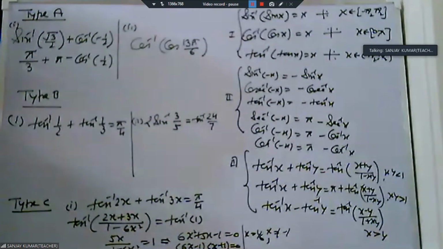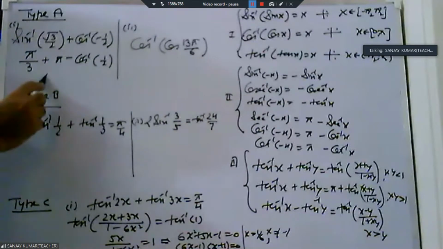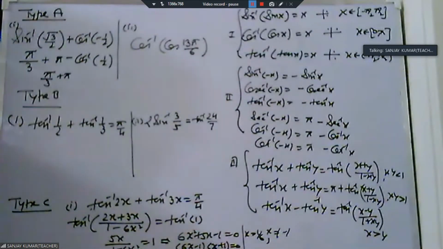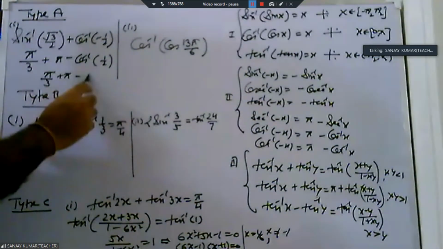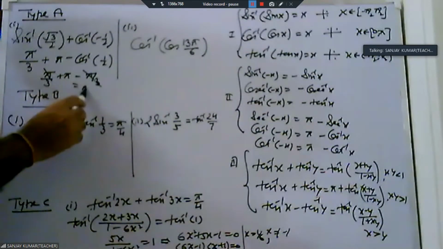We finished exercises 2.1 and 2.2 today. So this is pi by 3 plus pi minus this half. What is the value of half in cos inverse? Cos inverse half is 60 degree, that means pi by 3. So this pi by 3 is cancelled with this pi by 3 and we get pi as the answer.